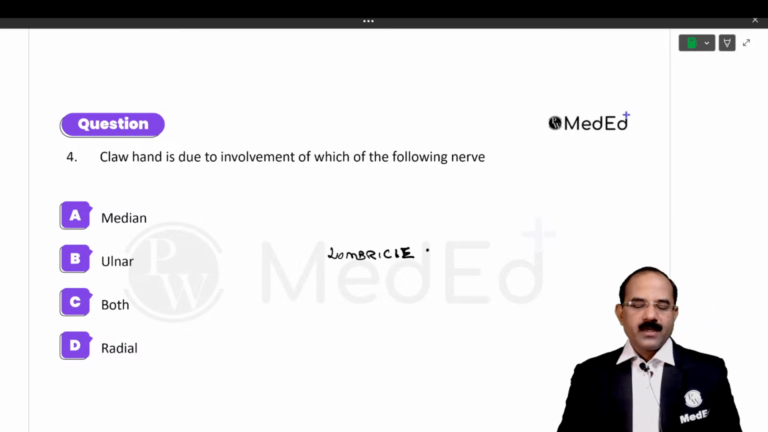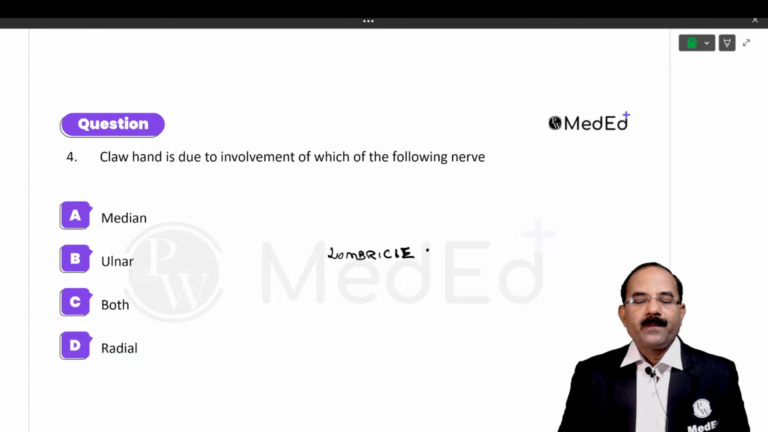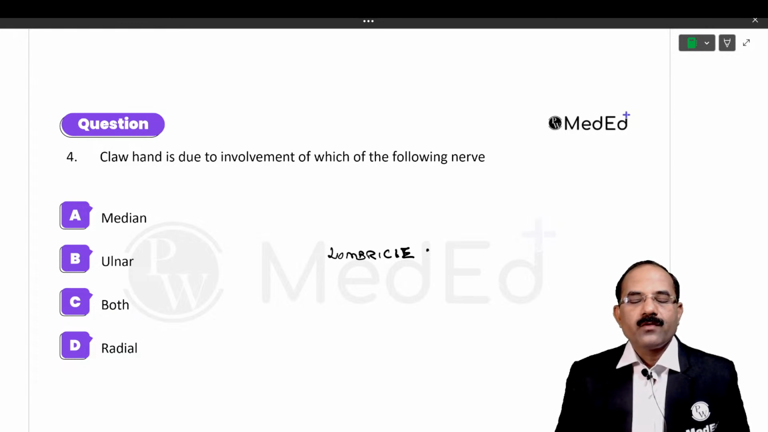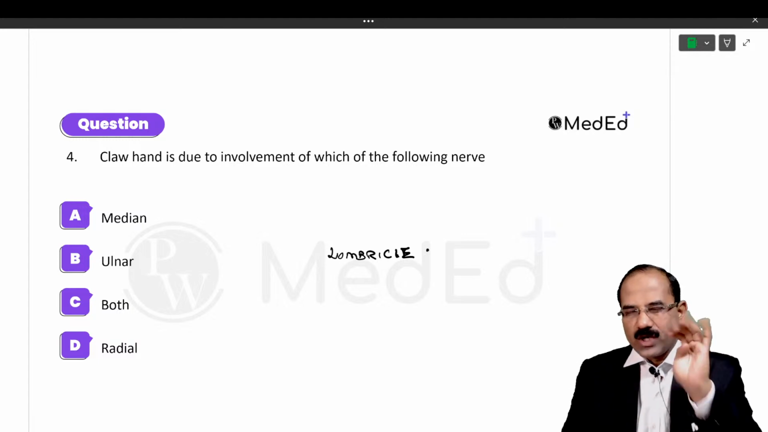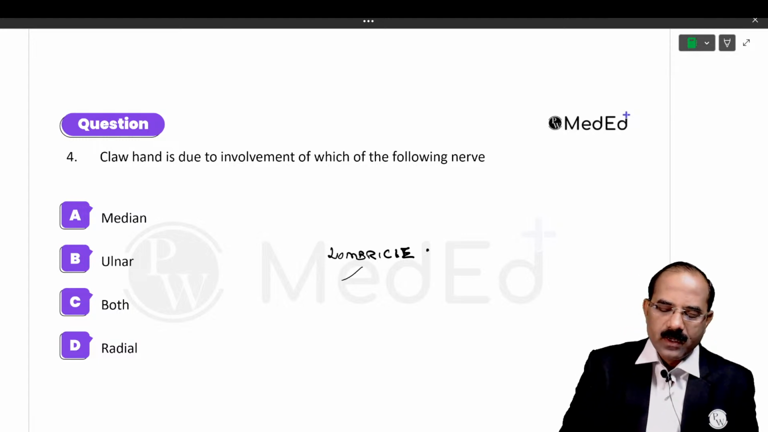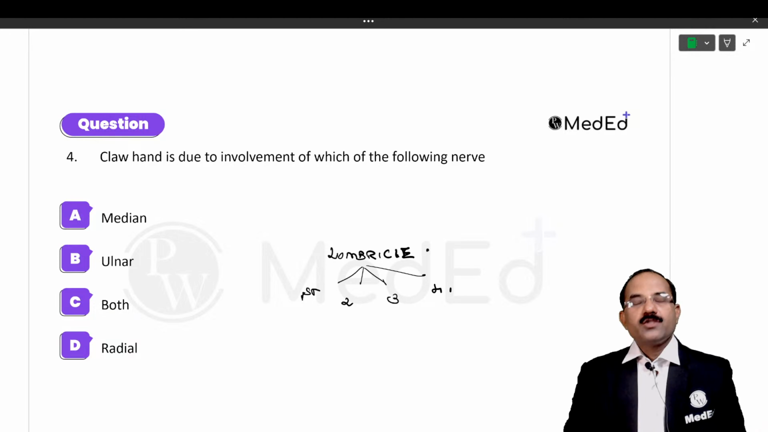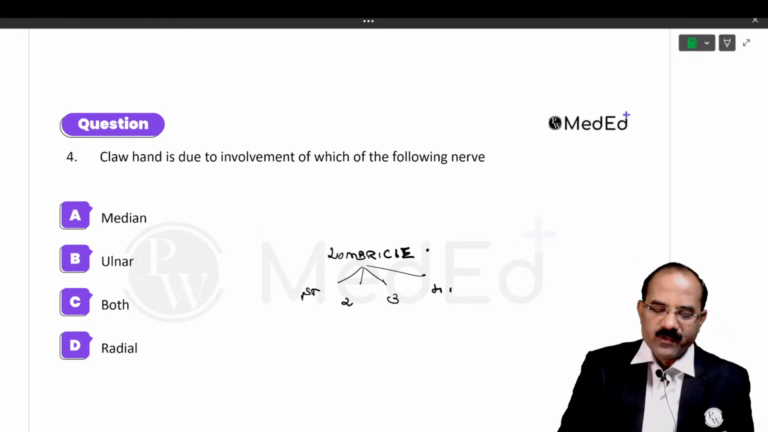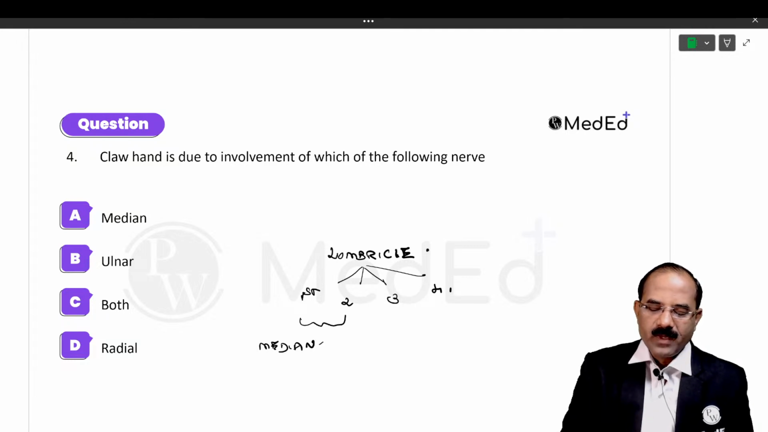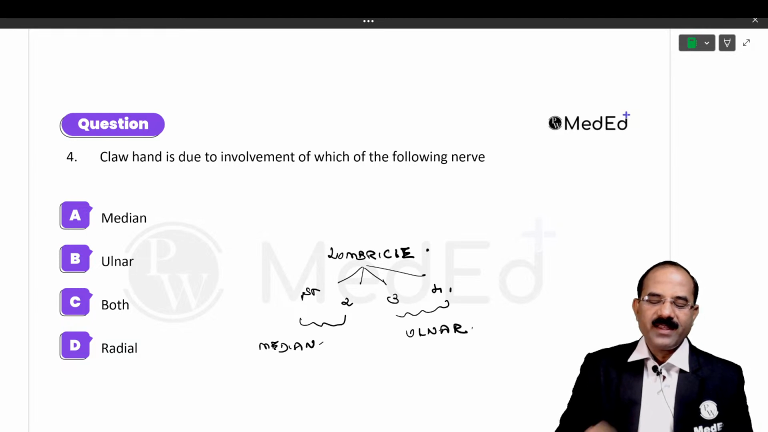Lumbrical muscle, right? How many lumbrical muscles are there? There are 4 lumbrical muscles. The first, the second, the third and the fourth lumbrical. So paralysis of lumbricals leads to claw hand. Children, the first and the second lumbrical is supplied by which nerve? Median nerve. And the third and the fourth lumbrical is supplied by ulnar nerve.